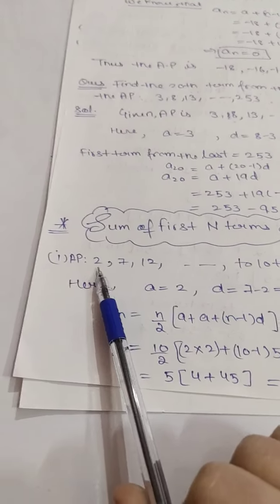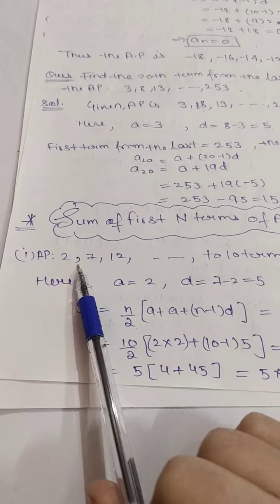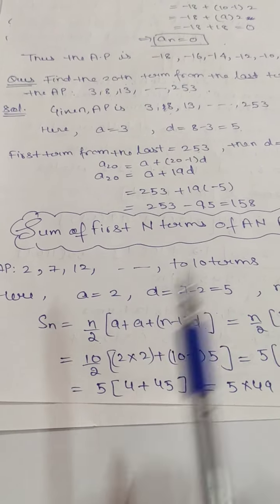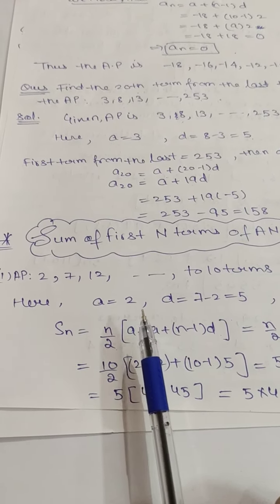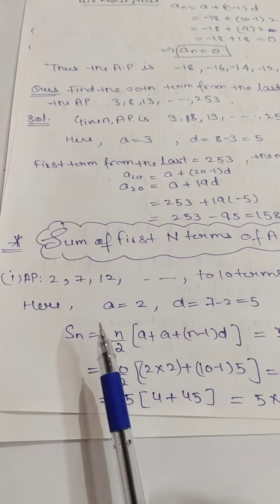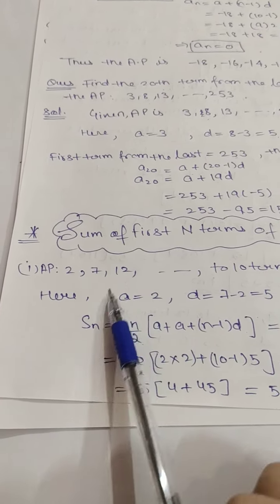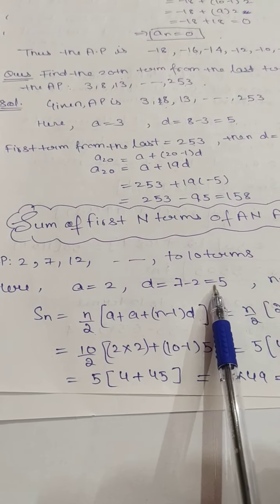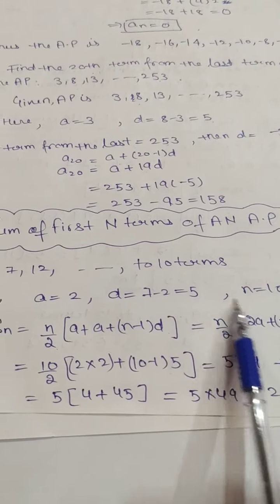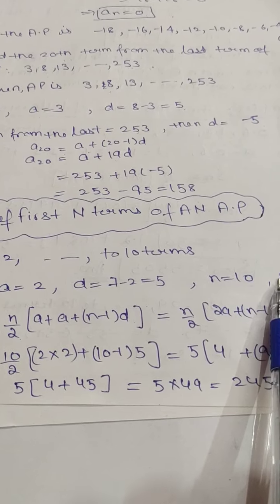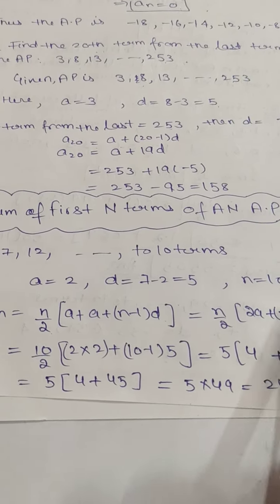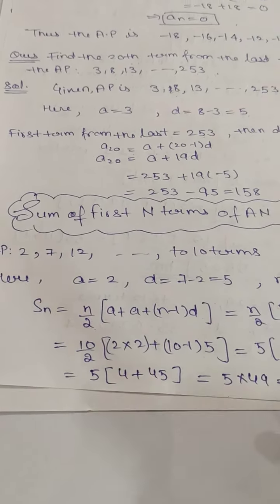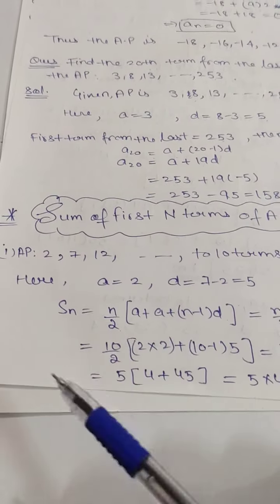See here, an AP is given, which is 2, 7, 12 and so on up to 10 terms, and we have to calculate the sum of these 10 terms. So here the first term is 2, the common difference is 5 (7 minus 2 is 5), okay, and the total number of terms is 10. We have to calculate the sum of these 10 terms. So we can calculate it easily by the formula.